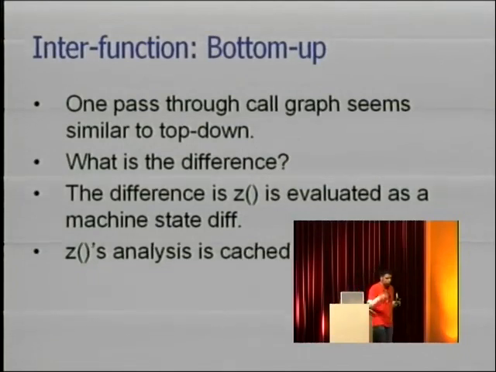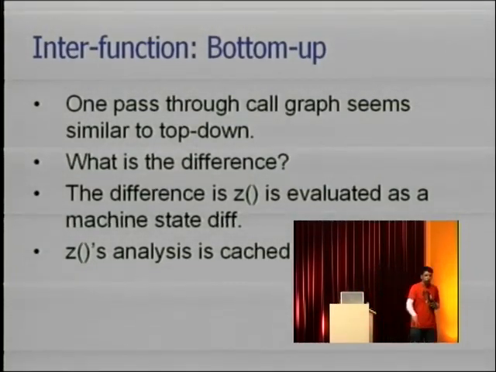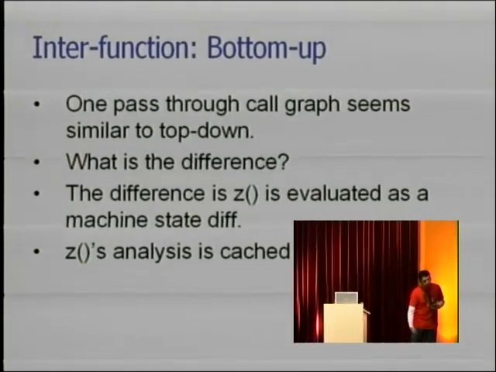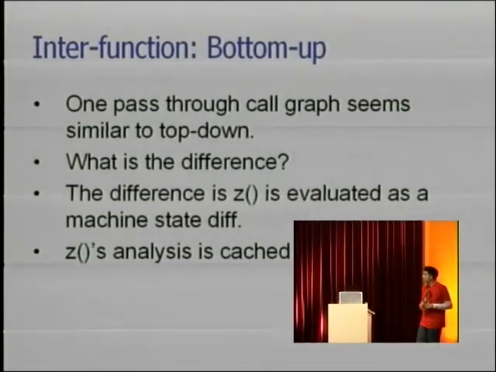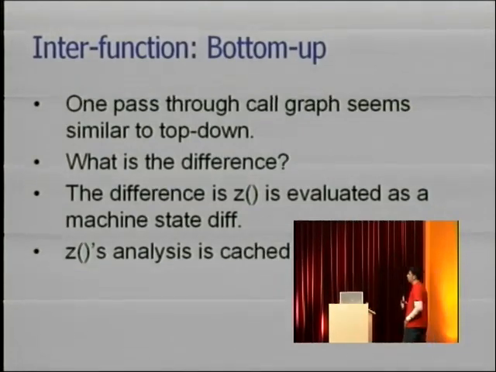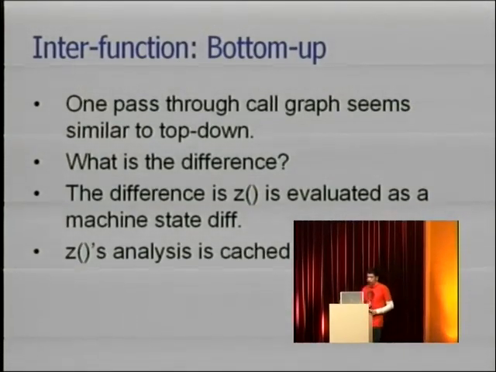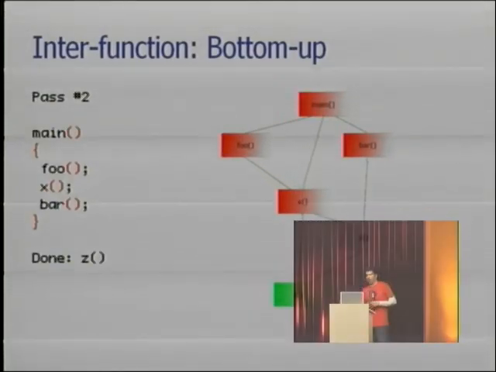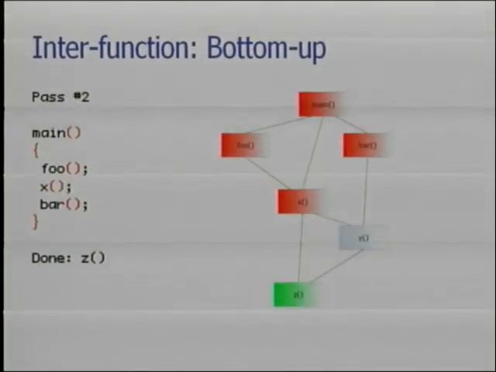Instead of before, where you have to go down like with a yo-yo, and you have to go down the call chain and come back up and analyze everything over and over again. You have a definition for z, and it's cached, and you don't have to do that again and again. So here we start on the second pass. We start the same way. We're in main. Foo, x, and bar are not solved, so we have to move on.